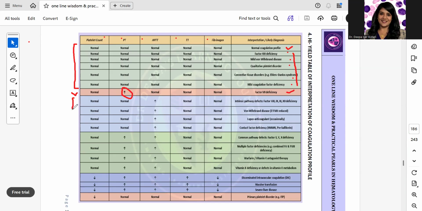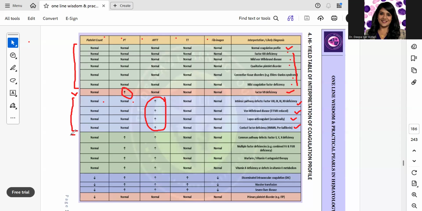Now look at this set of rows. You notice that the PT is normal and platelet count is normal. It is only an isolated increase in APTT that you're seeing in these patients, and everything else is normal. So the conditions in line with an isolated APTT are intrinsic pathway defects, which include factor 8, 9, 11, and 12 deficiency, von Willebrand disease if factor 8 is reduced, lupus anticoagulant occasionally, and a contact factor deficiency like high molecular weight kallikrein or prekallikrein deficiency. So in these conditions, there is an isolated APTT raise.